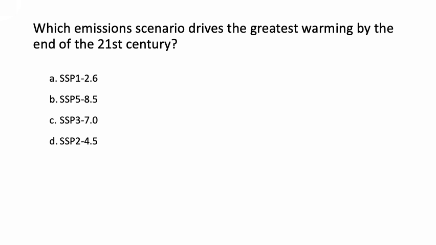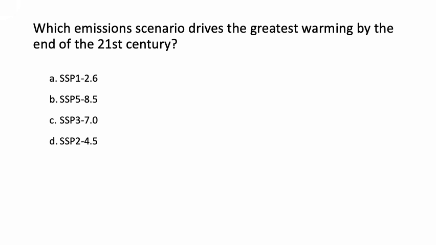Which of the following emission scenarios drives the greatest warming by the end of the 21st century? So take a look at the numbers at the end there, and you see 2.6, 8.5, 7.0, and 4.5. And you'll recall those numbers refer to essentially the radiative forcing. And so if you see 8.5, it's like, wow, that's a lot of radiative forcing.